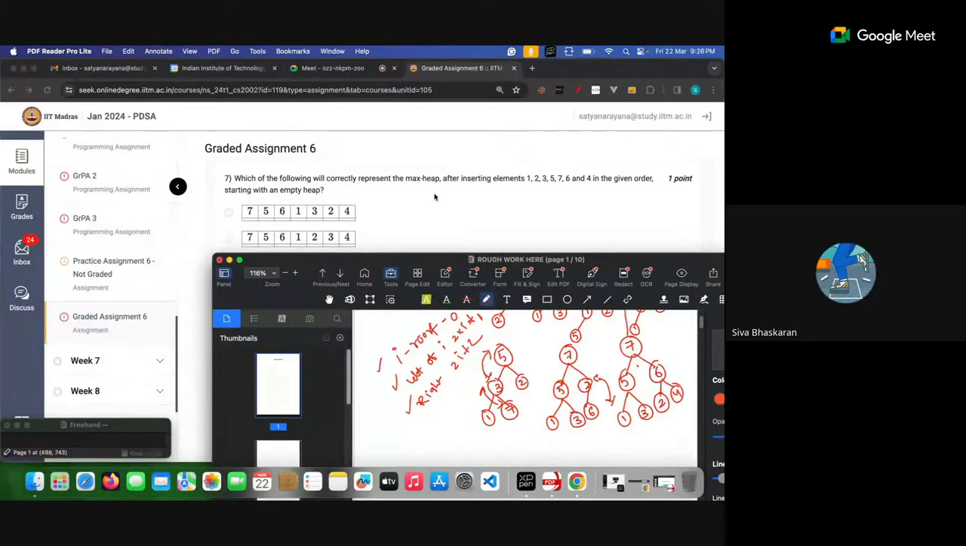But the thing here is, when we add 1, 2, 3, and 5, we are adding things in increasing order. So if we add it, it will bubble up and we'll have only one kind of thing, right? So 5, left side is 3, left side is 2, left side is 1, or will that change?